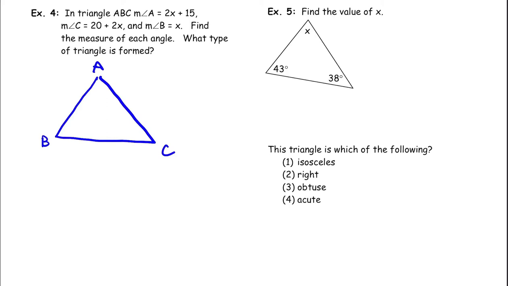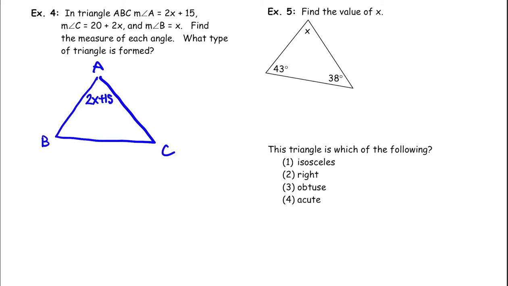Now, it doesn't matter where you put those letters. You just have to make sure you match up the description. So this says measure of angle A is 2x plus 15. So wherever A is, you have to put 2x plus 15. So in my diagram, there's a 2x plus 15.